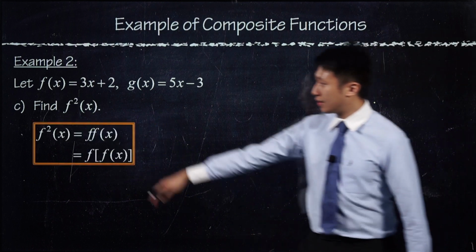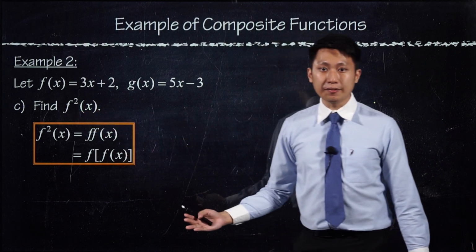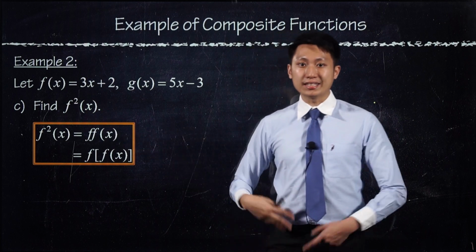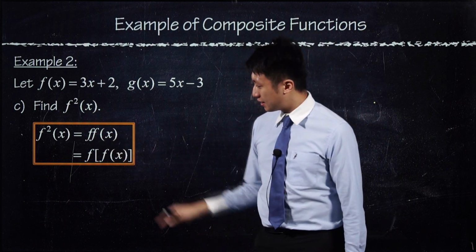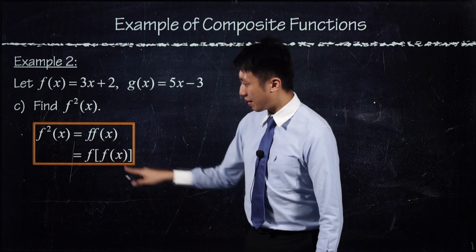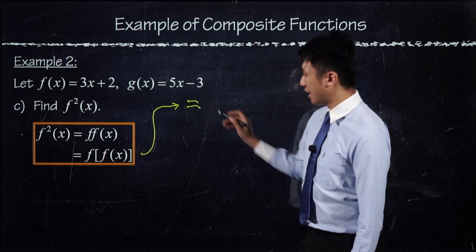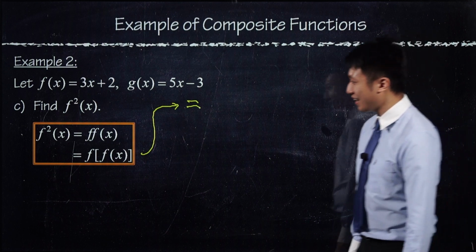Okay, so f squared x, like I said just now, is not f(x) the whole thing squared. You have to do composition of itself. So f bracket f(x). I think I'll continue from here. I'm always lazy.